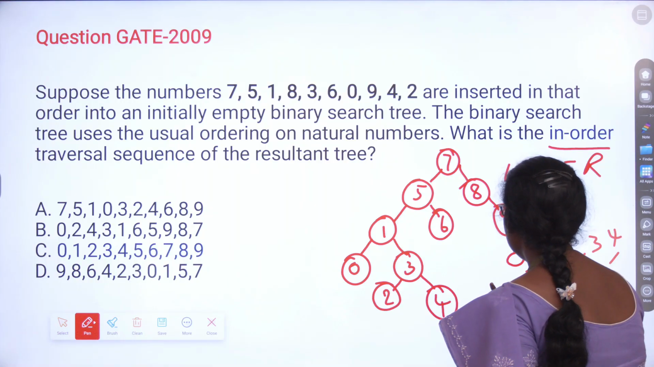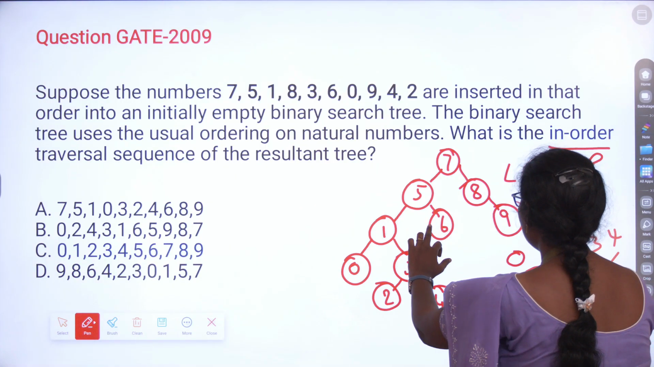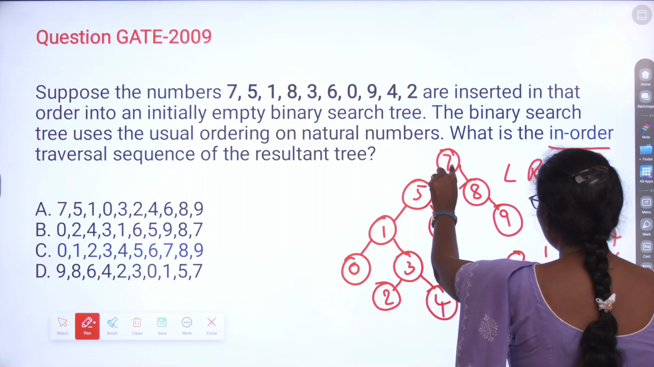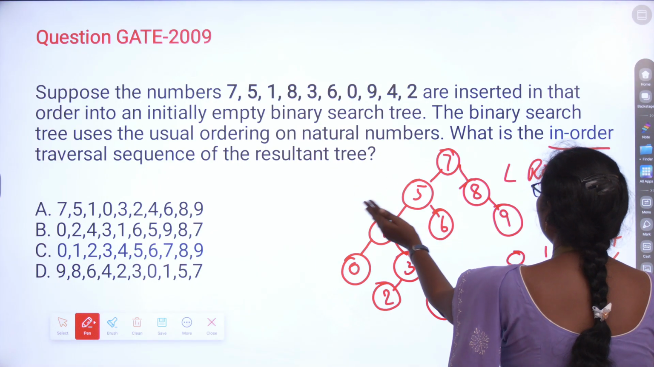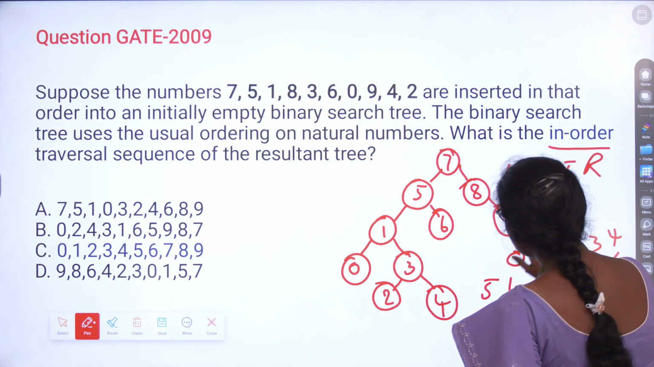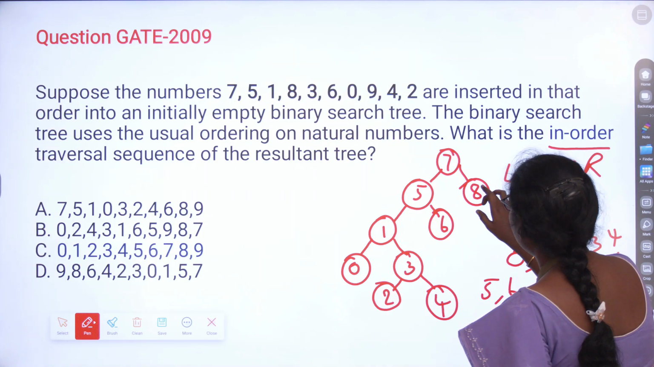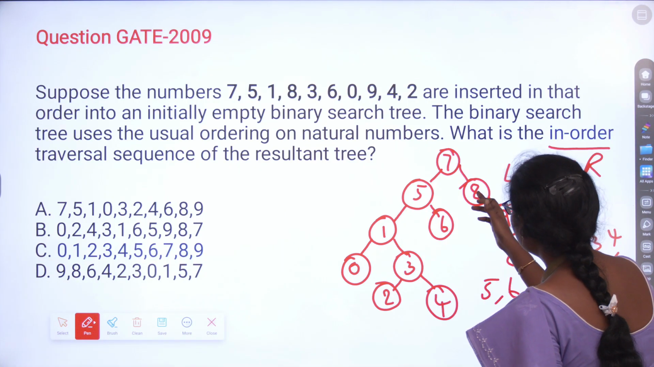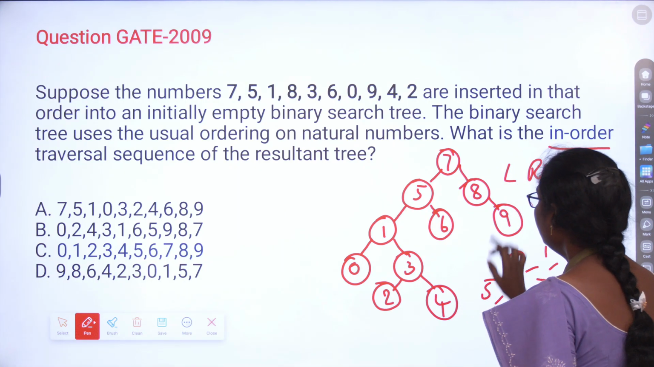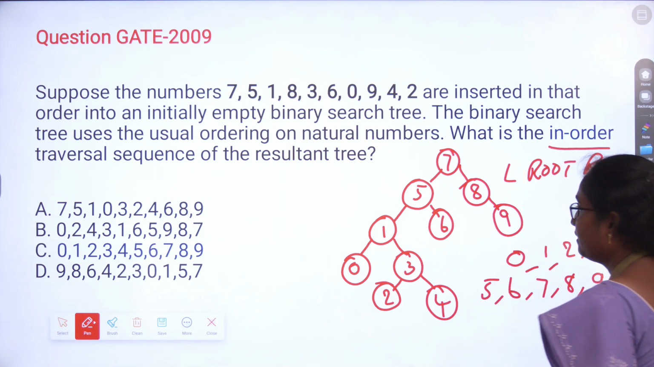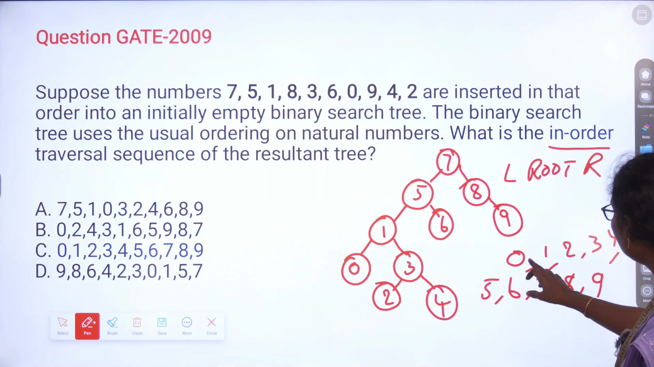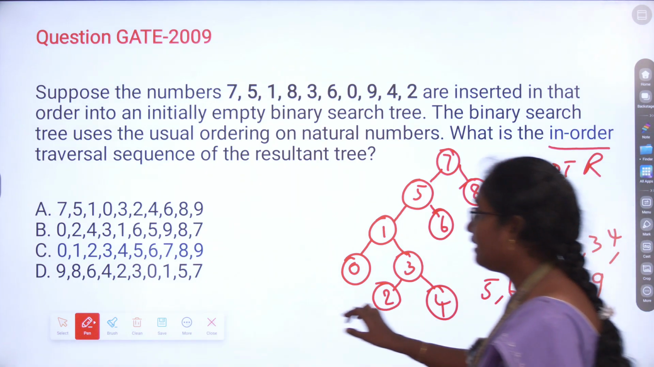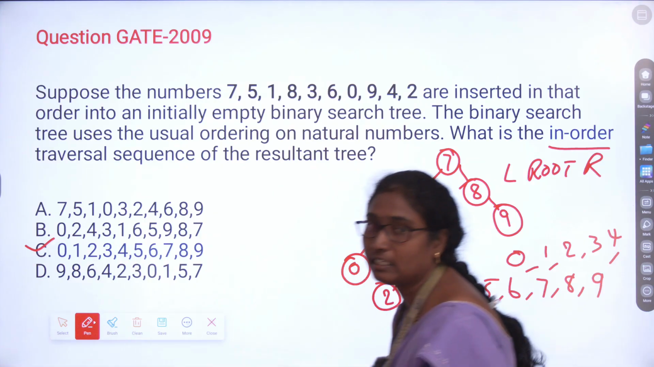So the root is 5 and then right is 6. Now the left part is completed for 7. What is root here? 7. Then move on to the right side. For this right side, again it looks like a subtree. For this subtree there is no left. So what is root here? 8. So what is right here? 9. So the answer is 0, 1, 2, 3, 4, 5, 6, 7, 8, 9. So the answer is C.